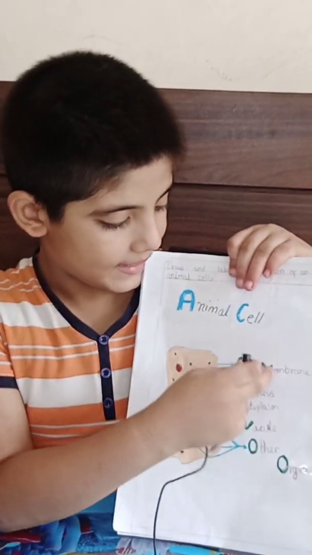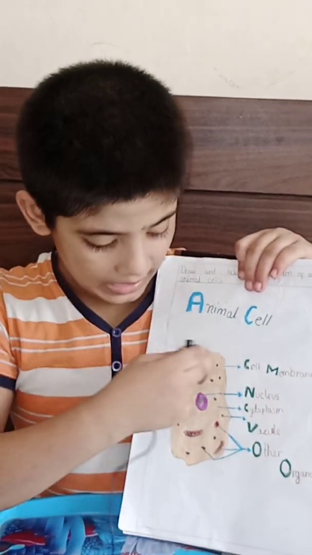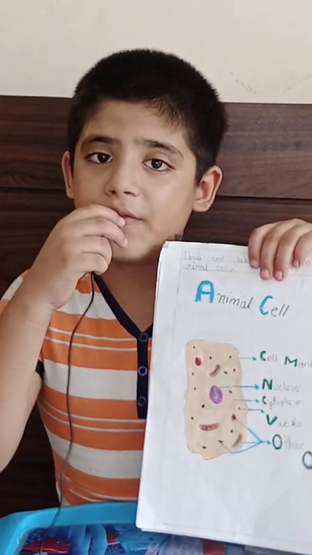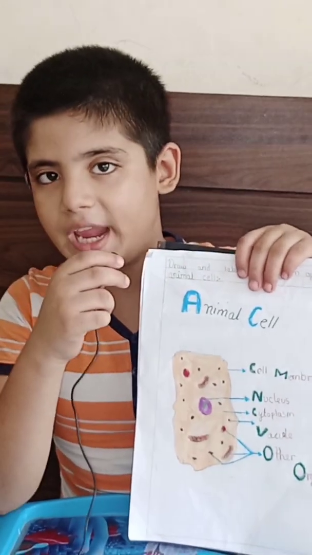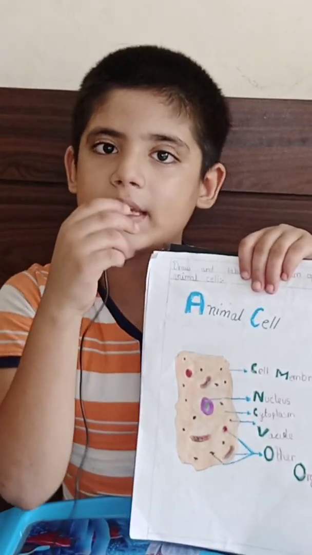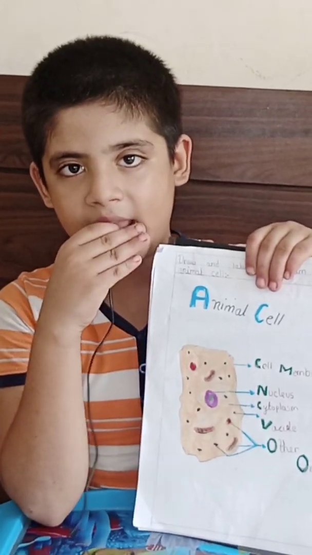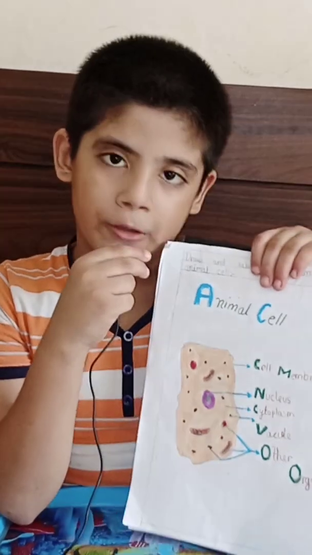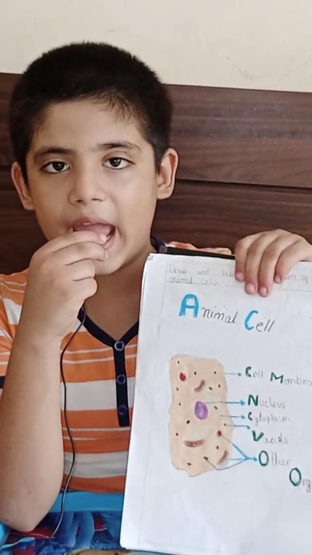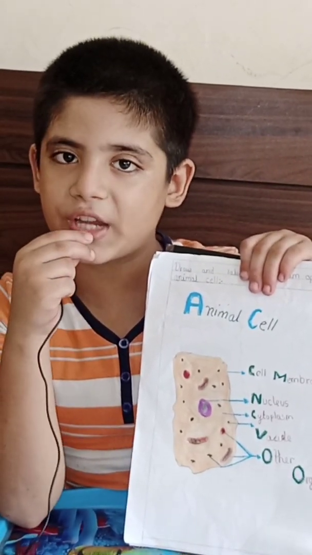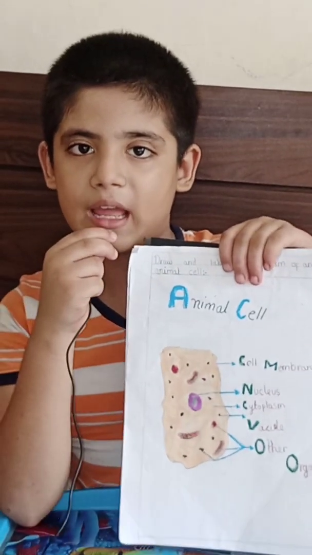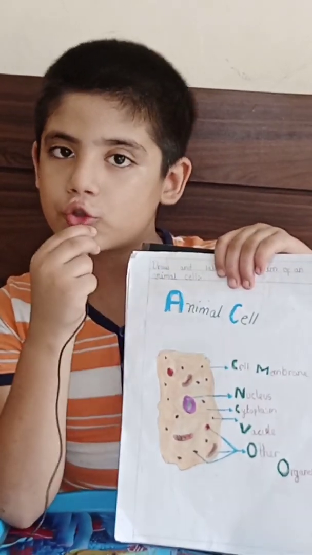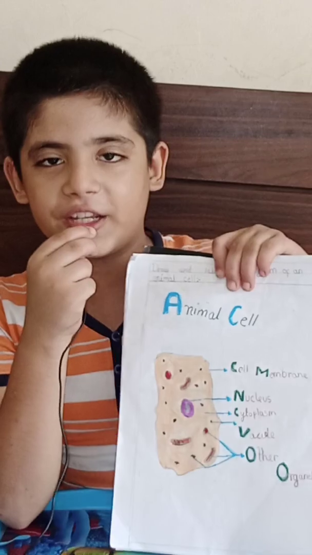First of all, cell membrane. Cell membrane is the outer covering of the cell which gives cell its shape and allows only certain material to enter and exit through the cell. And I want to tell you that the animal cell has no proper shape, but it has an irregular shape. So you can draw it into any shape.